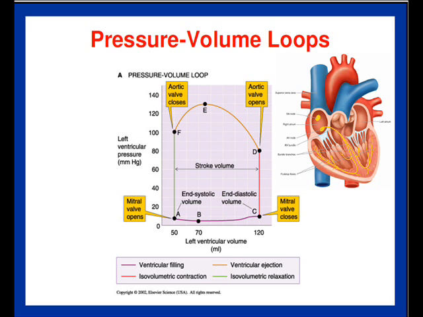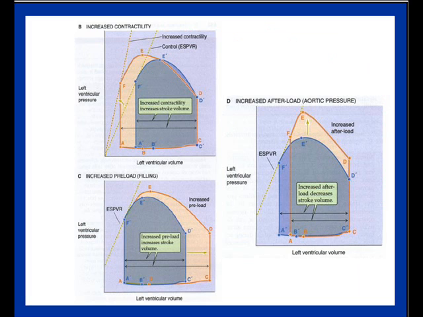Now then, here's our pressure volume loop again. And we're going to see how it changes in response to afterload, preload, and contractility. When you exercise, you're going to change your afterload, your preload, and your contractility. So, let's look at preload first. Maybe that's the easiest to think about.